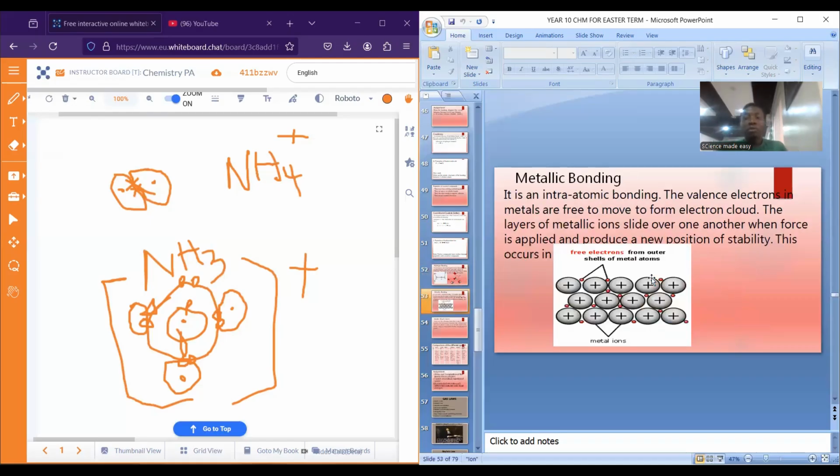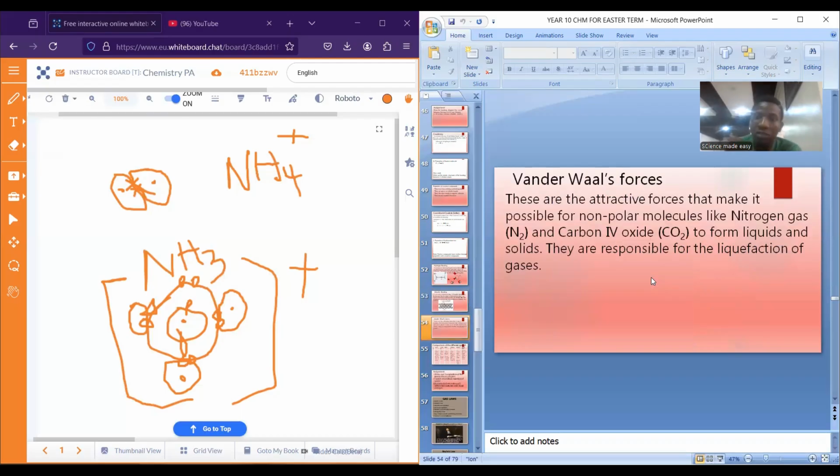So you also have the metallic bond. Any compound bonded with a metal is bonded by a metallic bond. You can see it here. For example, NaCl... any compound where you see metals, they are bonded by metallic bonds.